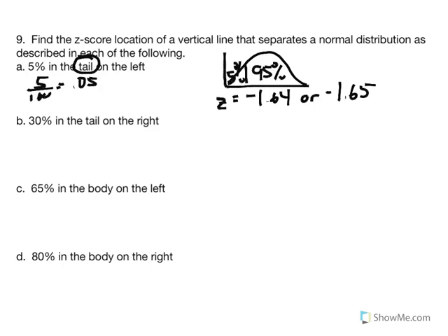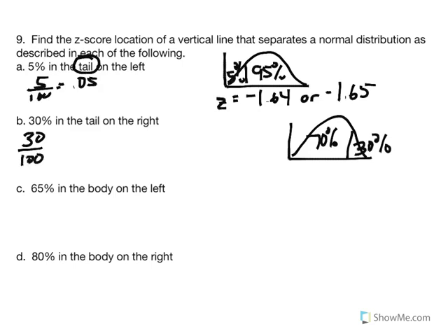All right, so the next one we're going to partition off 30% in the tail to the right. So this would be 30% here in the tail, which leaves 70% in the body. Just as we did in the previous example, we're going to convert that 30% to a proportion, so it would be 30 divided by 100, we get 0.3000. And now we're going to utilize the tail of our unit normal table to find that, and our ultimate goal is to identify what the z-score equals here.